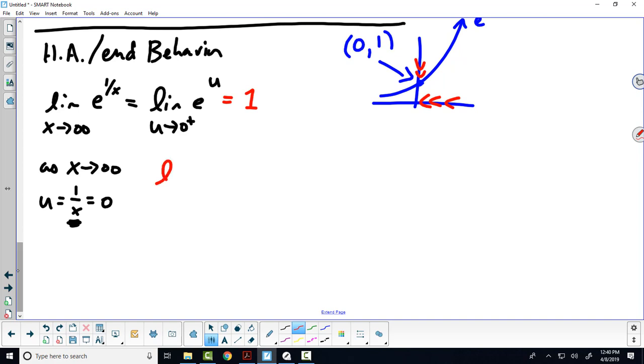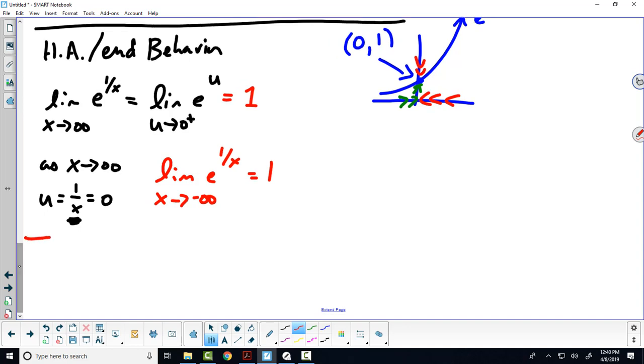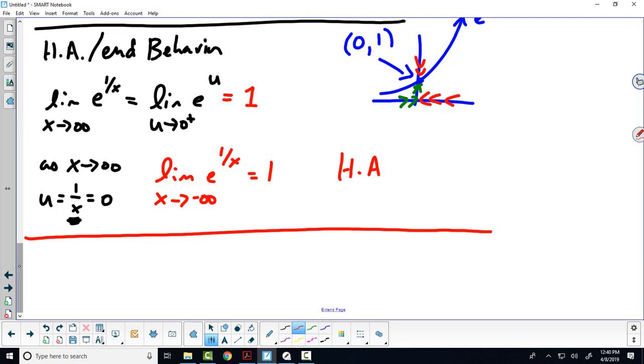I won't work through all the steps, but similarly, as x approaches negative infinity of e to the 1 over x, we get 1 as well. So in this case, we would have the same graph. We'd be approaching this way. We also get 1. Okay, so that gives us the end behavior. We know that we're going to have horizontal asymptotes at y equals 1, and that works in either direction.